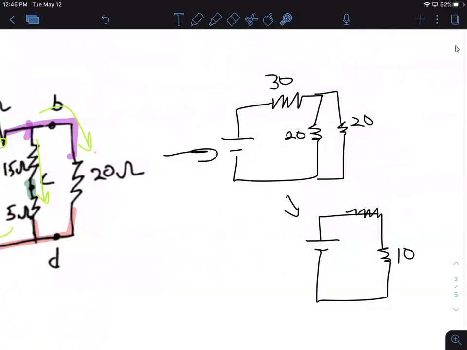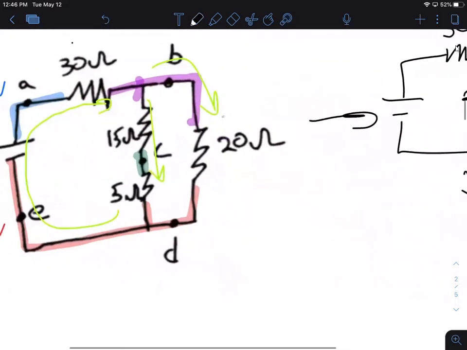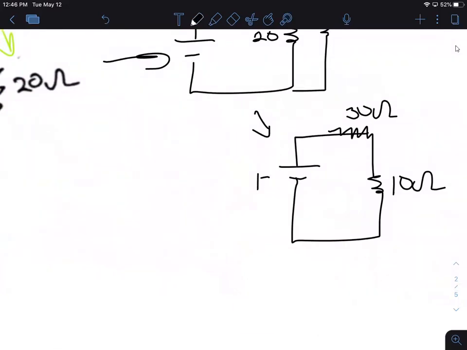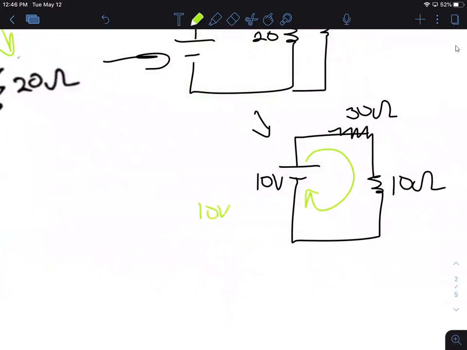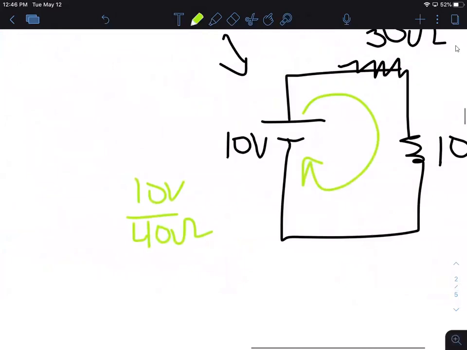And I can do that quickly. Even I can say, well, 2 of the same resistor in parallel is like half the resistance because I've doubled the number of paths by adding one of those. 30. Battery is 10 volts. All right, 10 volt battery. Overall resistance of 40. 10 volts, 40 ohms, 0.25 amps.